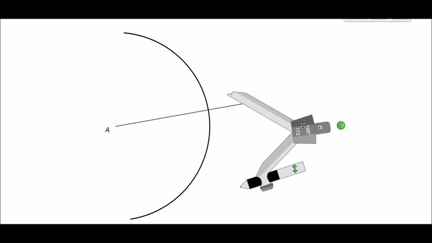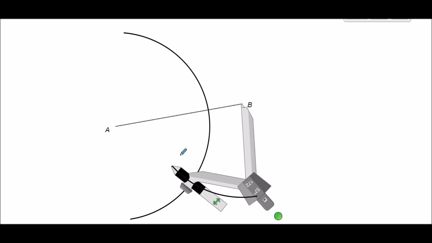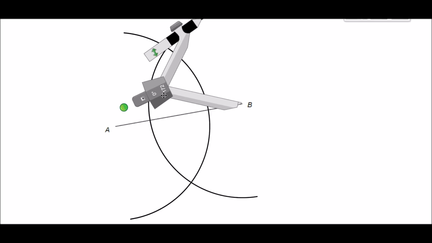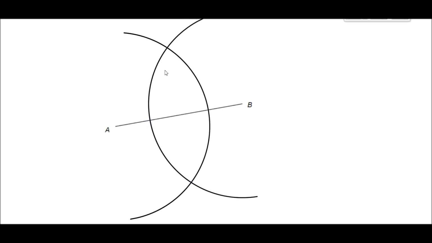Then what we do is do exactly the same at the other end of the line, and don't alter the width of your compass. Keep the width of your compass exactly the same, and do the same from this end as well. And what you should get is 2 semicircular curves, roughly semicircular anyway, which cross over above and below the line AB. And where they cross over is where you're going to draw a line through them.